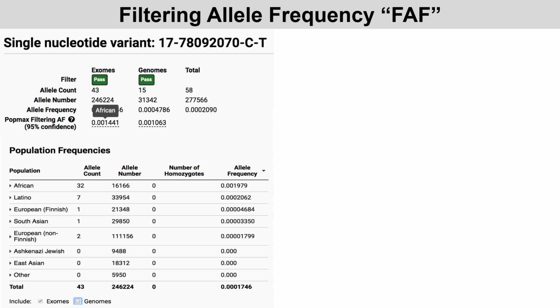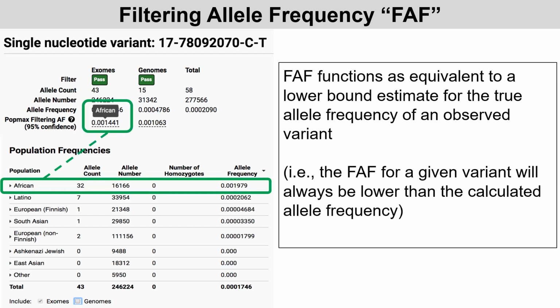Additionally, when looking in gnomAD, we've been encouraging the different expert panels to use the filtering allele frequency. You'll see the filtering allele frequency is displayed in this top section, this popmax filtering AF. The filtering allele frequency functions as an equivalent to the lower bound estimate of the true allele frequency. So it builds in a little bit of confidence to what the calculated allele frequency is. For example, here you can see that in the African population is where you saw the highest allele frequency for this variant at about 0.19%. Then you'll see the popmax filtering allele frequency is at about 0.14%.